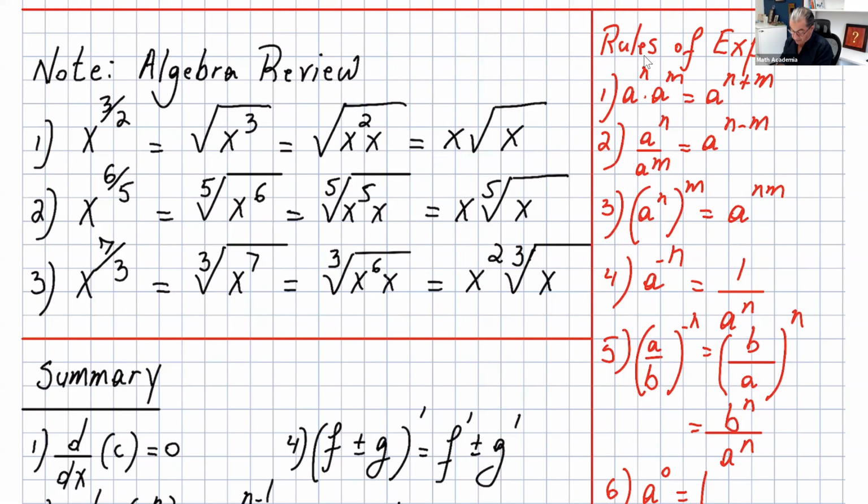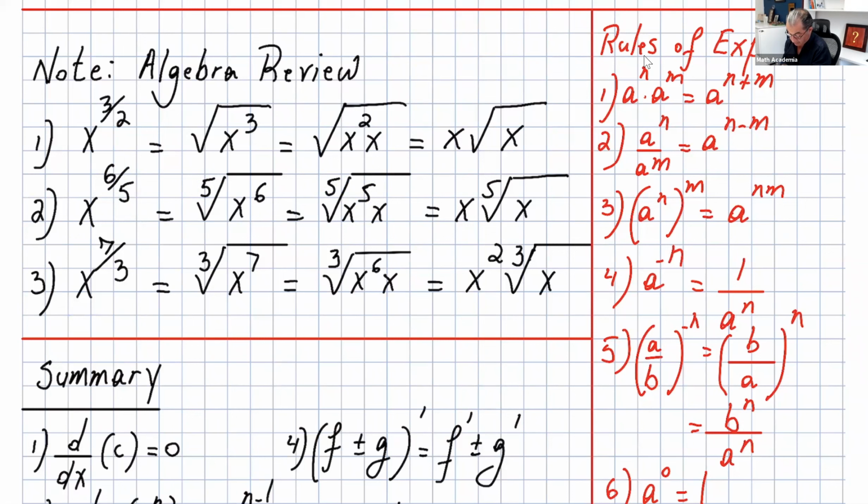X to the power of 6 over 5 can be written as 5th root of x to the 6th power. Again, the denominator is the index here, and the numerator is the exponent of the radicand. But I can still simplify this. X to the 6th power can be written as x to the 5th power times x. We can take this out again. When you take it out, you divide that. Those two numbers, 5 divided by 5 is 1. So it's x 5th root of x.